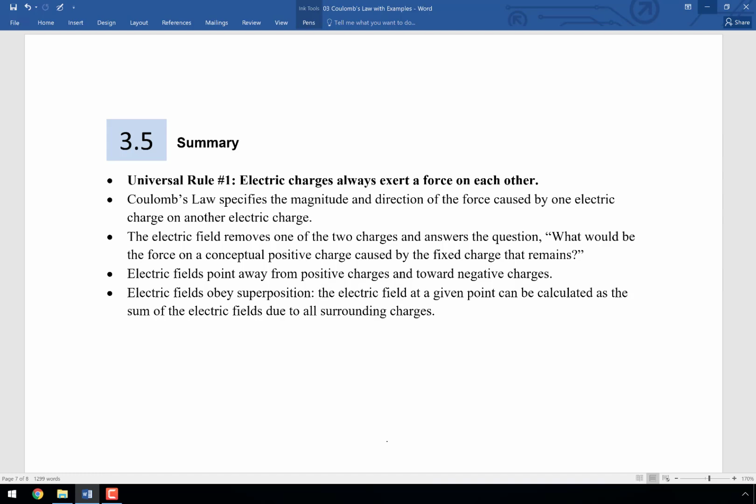So we covered a lot of ground today, but the most important thing we saw is universal rule number 1. Electric charges always exert a force on each other. If they're the same charge, same polarity of charge, it will be a repulsive force. Positive to positive repels, negative to negative repels. But if they're the opposite polarity, they'll attract. Everything else that we've talked about built off of that. We can use Coulomb's Law to specify the magnitude of that force.